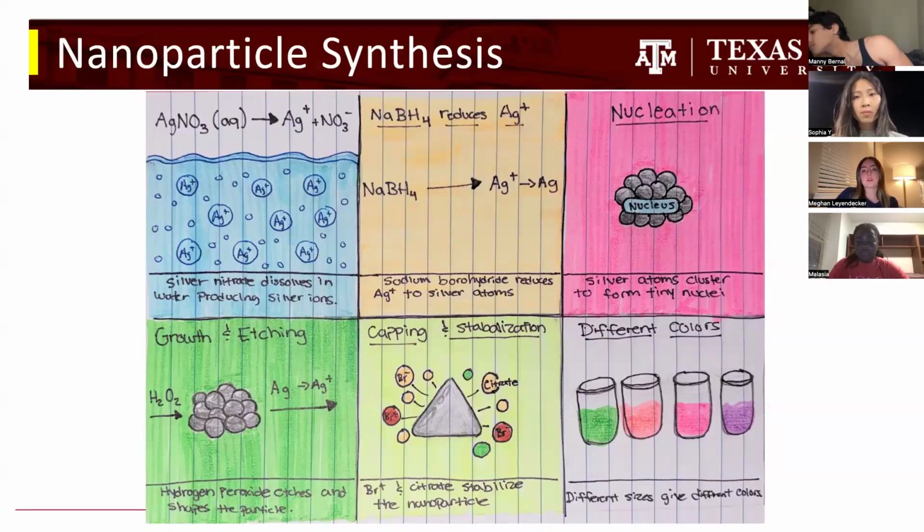Lastly, in the last picture, different nanoparticle sizes absorb different wavelengths of light due to surface plasmon resonance. This causes the solutions to appear in different colors, which we measured using a spectrophotometer.